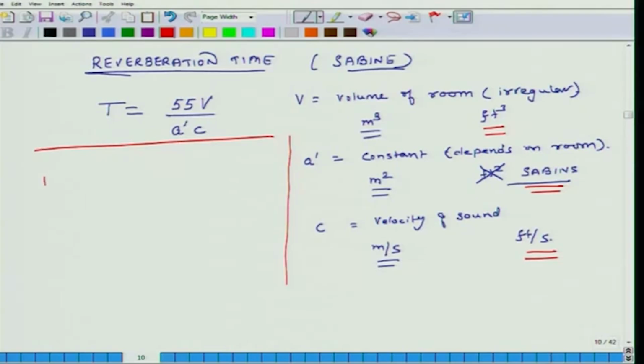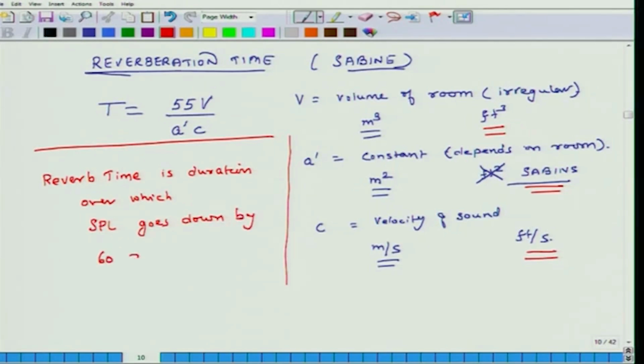So reverb time, or reverberation time, is the duration over which sound pressure level goes down by 60 decibels. Basically the energy level goes down by a factor of million. So that is what happens, okay?